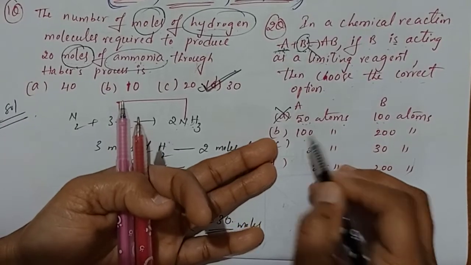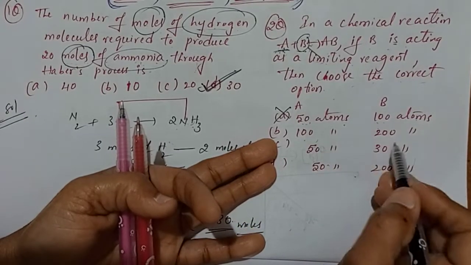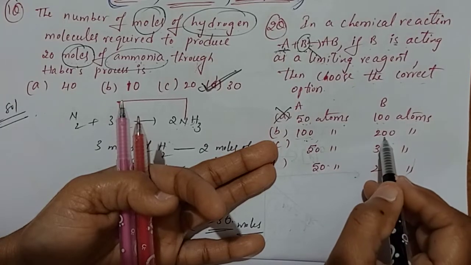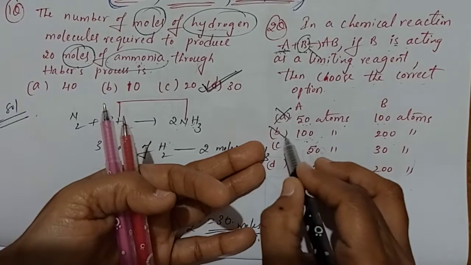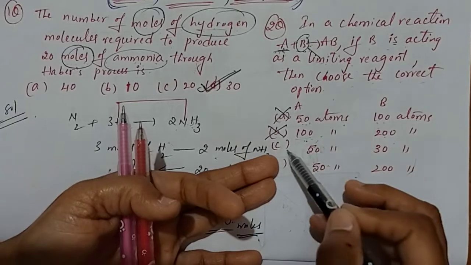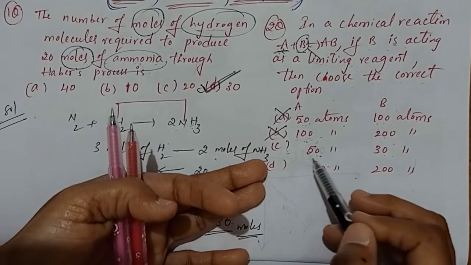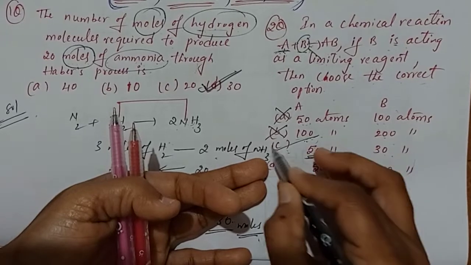Now coming to the second option, A atoms should be more than B atoms. See here, A atoms are more, here 100, here 200. So A atoms are less there, so it is also wrong. Next, C option, A atoms are 50, B atoms are 30. That means A atoms are more there. So the C option is correct.